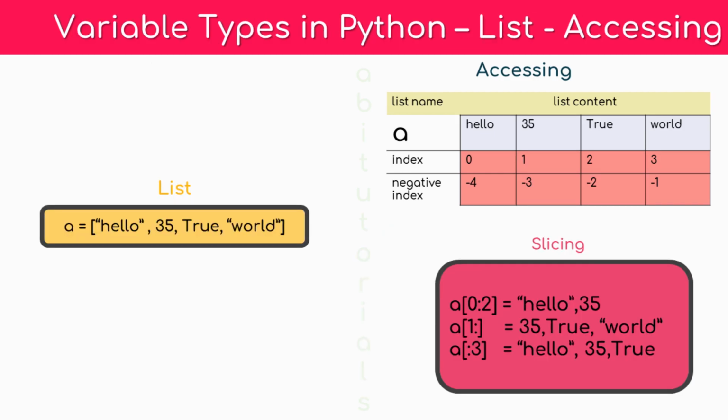You can use the colon operator to slice a range of items from the list. For example, A of 0:2 will give the first two items, which are hello and 35. A of 1: will give you all the items starting from the first index. Similarly, A of :3 will give you all the items till the third index.